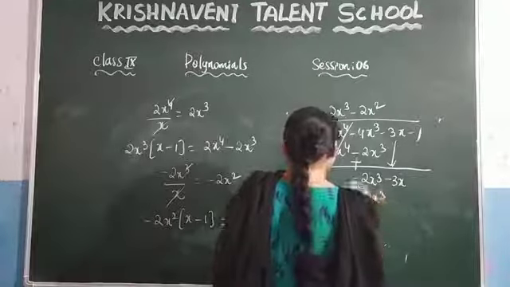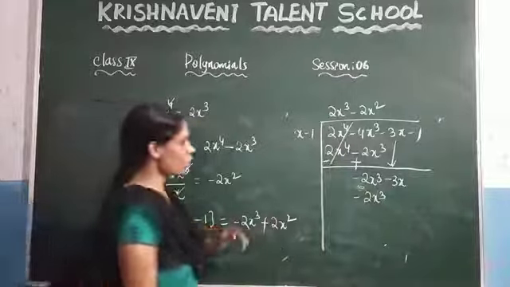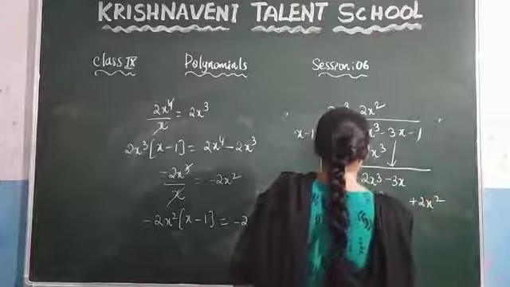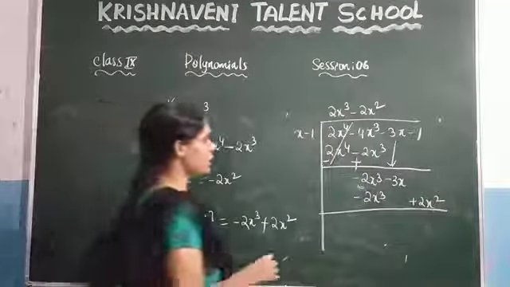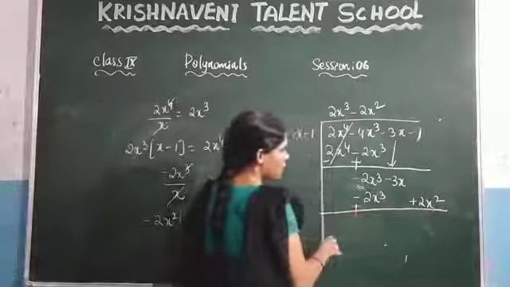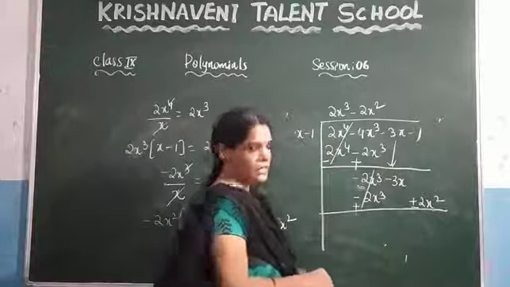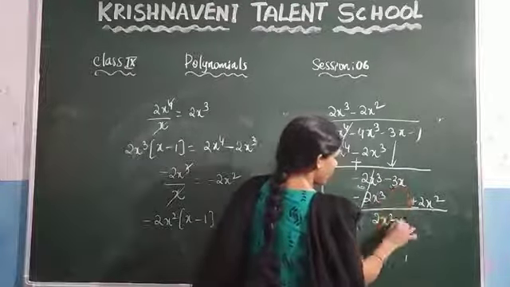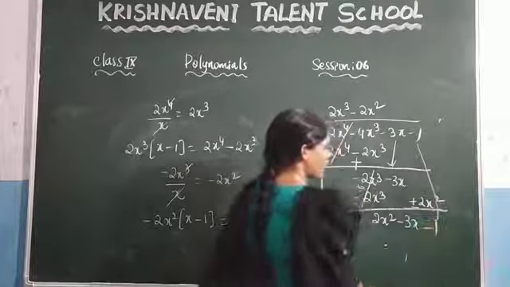So write it here, what you will get here? Minus 2x cube. Here you can observe that x square term is not there. So write x square term here, plus 2x square. Now after that, what is the next step? You need to change the symbols. Write it here plus, so here minus. Now this one will get cancelled. What is the next term which is left out? 2x square minus 3x. You need to take this term down, which is minus 1.